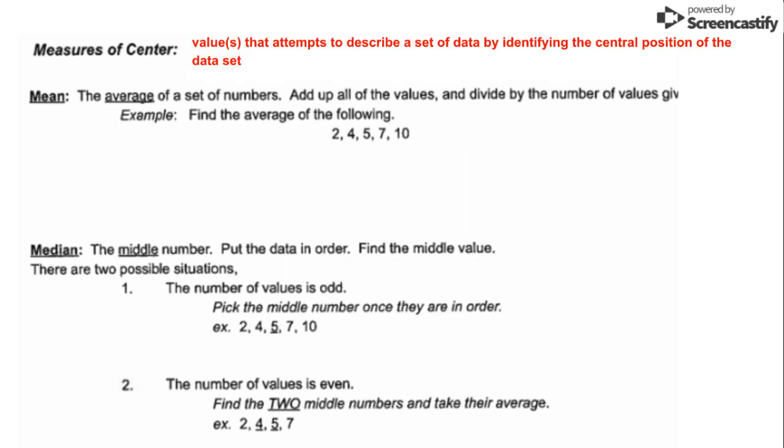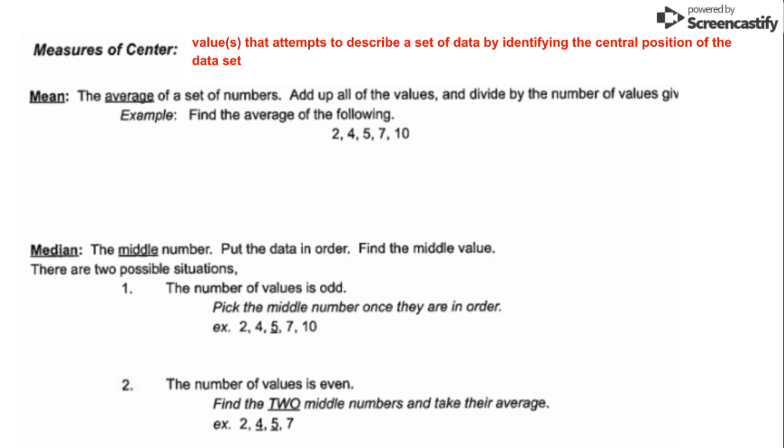So a measure of center is either a value or multiple values that attempts to describe a set of data by identifying the central position of the data set. So anything that's written in red, you're going to want to be making sure you write on page 1 of your note packet. So measures of center, what they do is they attempt to describe the data set and make generalizations so that we can make conclusions about the data set.